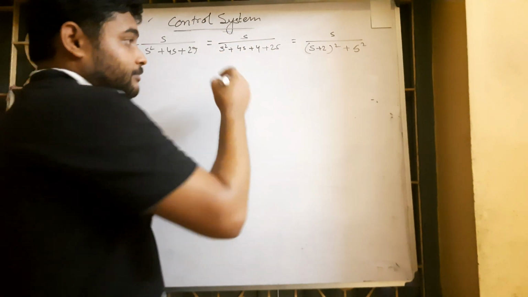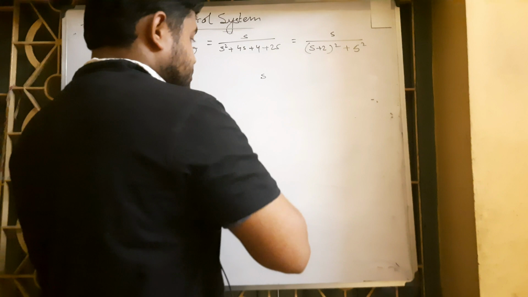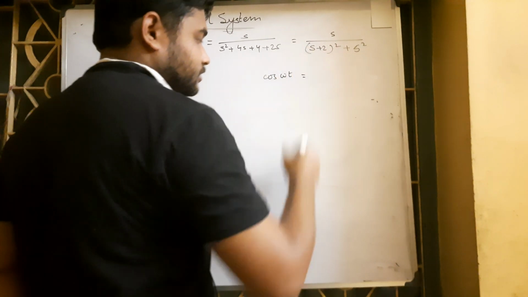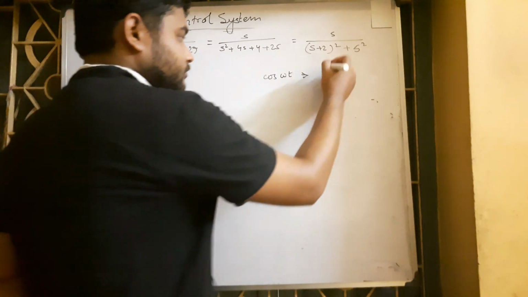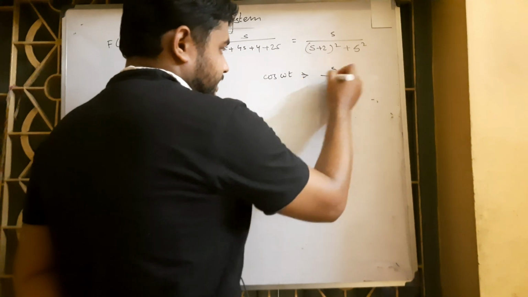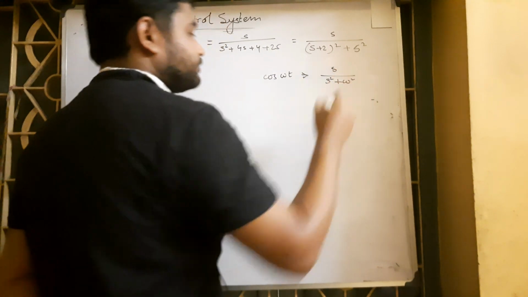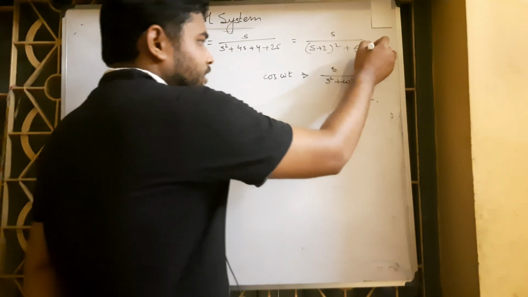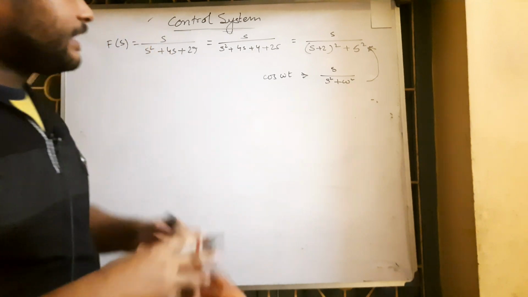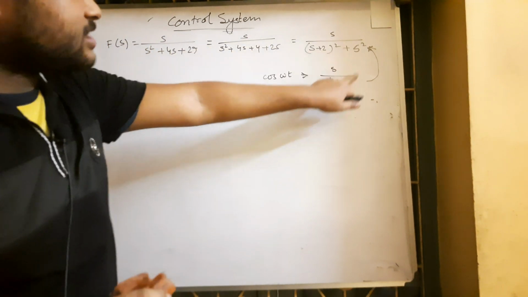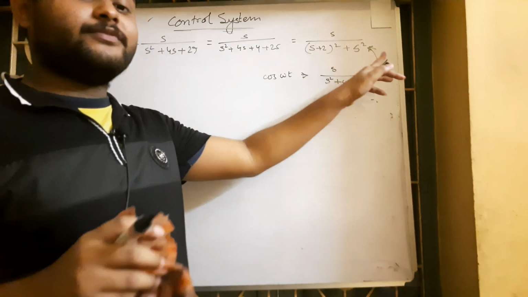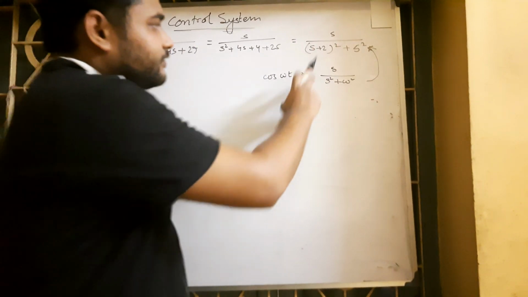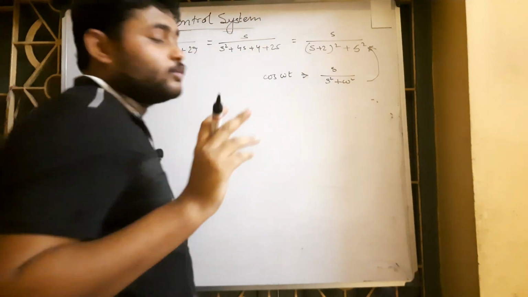Now remember, for cos omega t, my function was s by s square plus omega square. Now it is pretty much the same. s is there, omega square, omega value; if omega value is 5, then it is okay totally. But the thing is, instead of s square, here I have s plus 2 whole square.